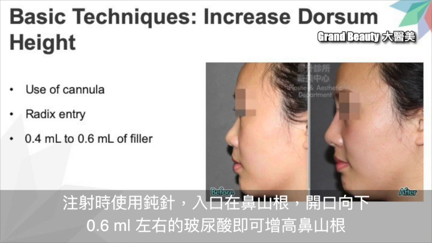To fill the dorsum, one may use a cannula with the bevel facing downward to the perichondrium or periosteum. I prefer introducing the cannula at the radix rather than the nasal tip. The cannula tip should be kept below the level of the nasion. In most patients, 0.4 to 0.6 cc of filler is enough to provide enough dorsal height, depending on the native height and the desired effect.